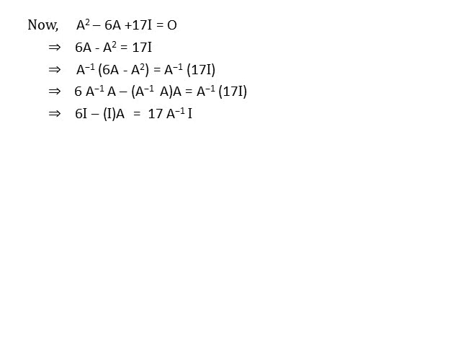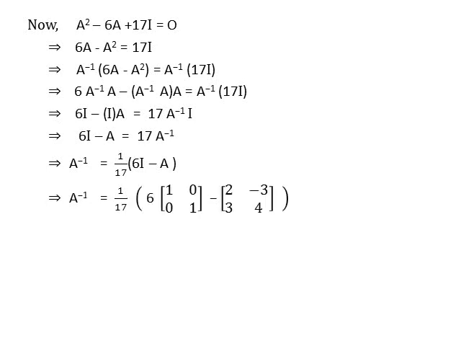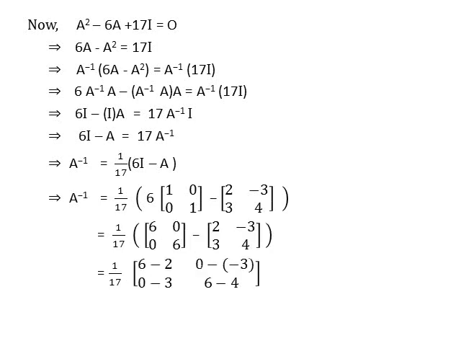As we know that any square matrix multiplied with identity matrix of same order is equal to the matrix itself, so we get 6I minus A equals 17 multiplied by A inverse. Then A inverse equals 1 by 17 multiplied by 6I minus A. In place of I and A, write the identity matrix and the given matrix. Simplified as shown, we get inverse of matrix A equals 1 by 17 multiplied by a square matrix of order 2 in which elements of R1 are 4 and 3 and elements of R2 are minus 3 and 2.